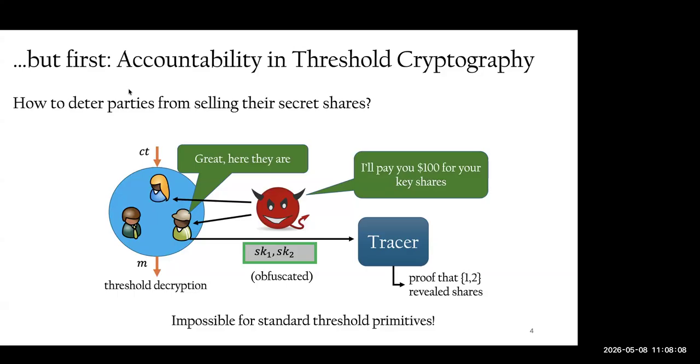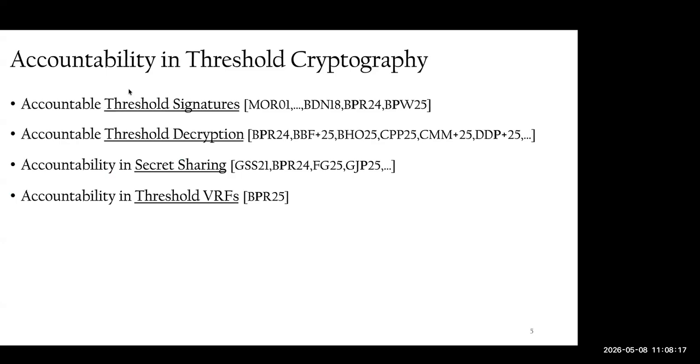And actually we've seen in some of our works that this turns out to be impossible to achieve for standard threshold crypto primitives. This problem has given rise to a lot of recent research on constructing threshold cryptographic primitives which achieve accountability by design. So for example, we have accountable threshold signatures which were proposed in 2001 by Reza et al. But recently there have been works on getting stronger security properties. Then this notion of accountability in threshold decryption was formally defined in 2024, and there's been a flurry of follow-up works to get better efficiency and security properties.